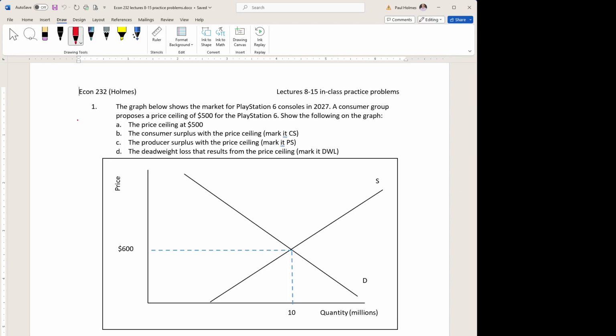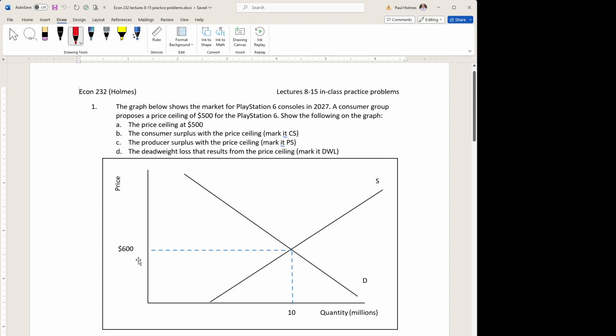Hi everyone, I'm going to go through solutions to these in-class practice problems along with some tips for how to approach some of them on the exam. Okay, first question, we've got a market for PlayStation 6 consoles.